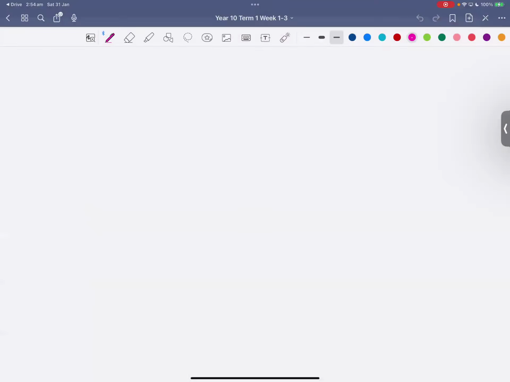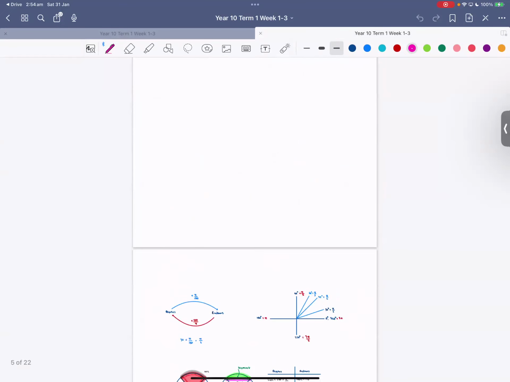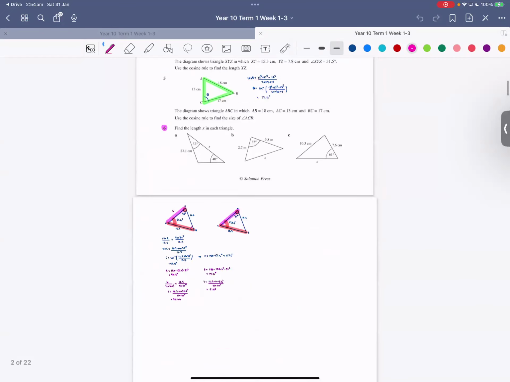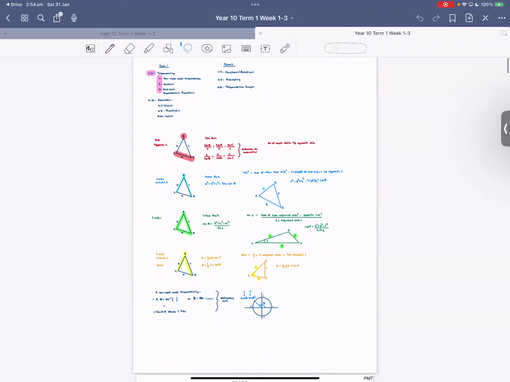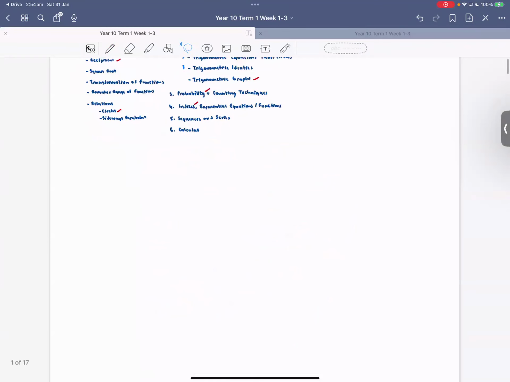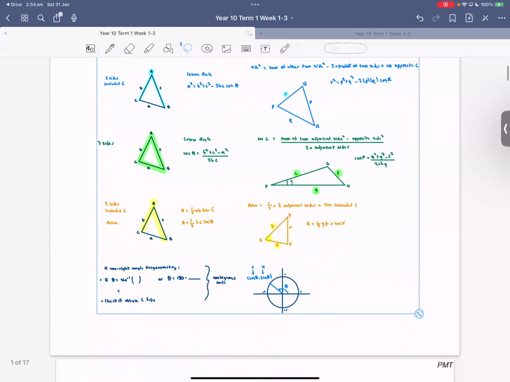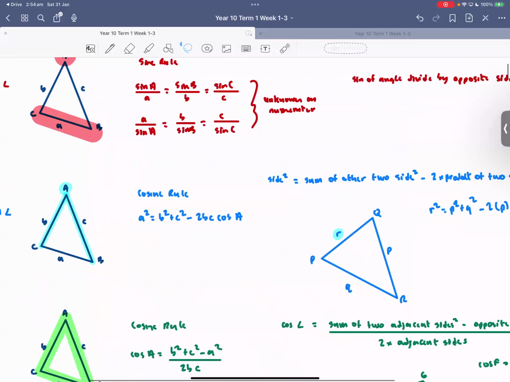I'm not saying be lazy, but in case you do miss something that I write on the board, there will be a copy that gets uploaded. All righty. So here are your notes for non-right angle trigonometry, and I'm going to go through each one separately.